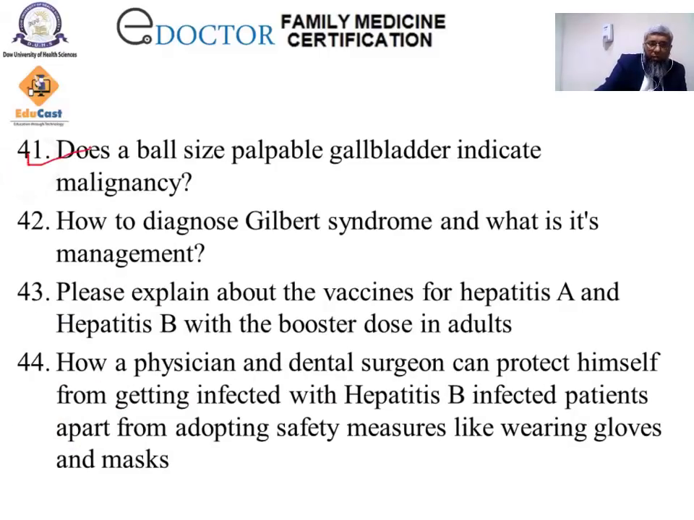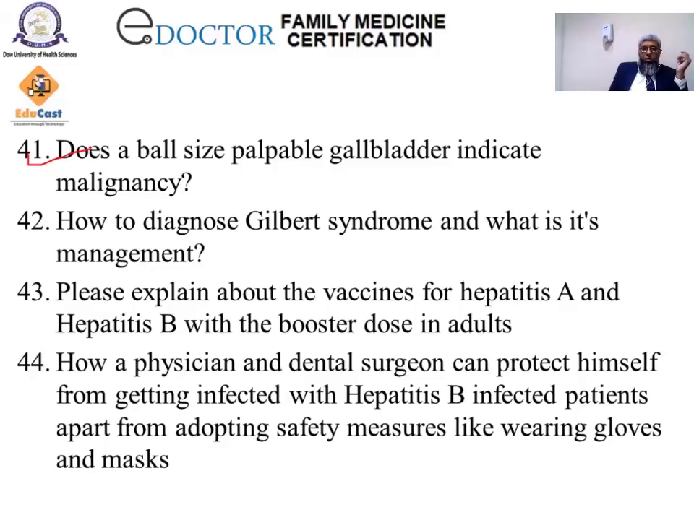Question number 41. Does a ball size palpable gallbladder indicate malignancy? This is a law called Courvoisier's law, which suggests that if there is any obstruction distal in the common bile duct, the commonest scenario is a head of the pancreas tumor, which can impinge into the common bile duct and cause distension of the gallbladder. So this is a palpable globular gallbladder in the right hypochondrium, which you are able to palpate. This suggests that this may be malignancy.